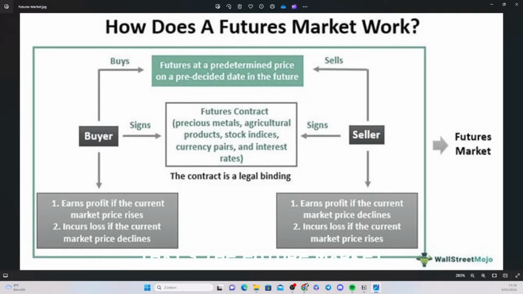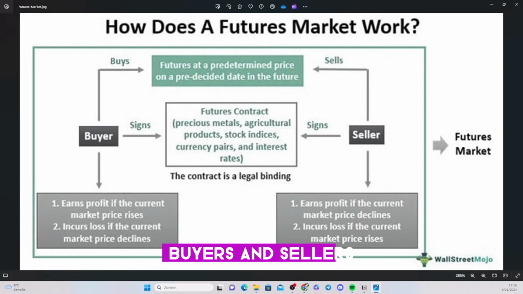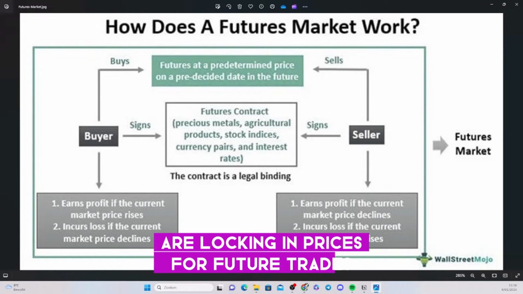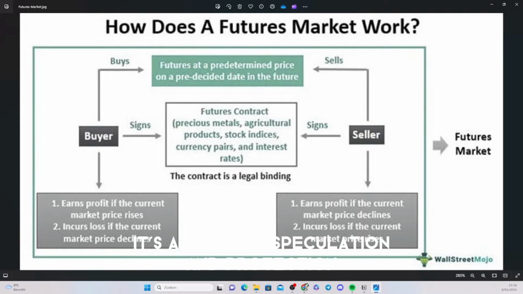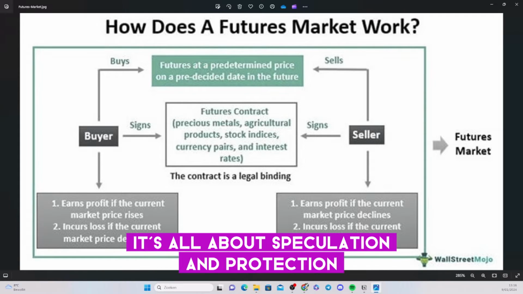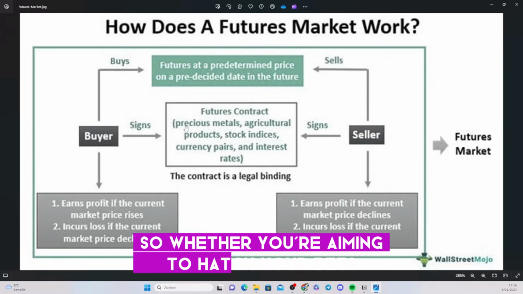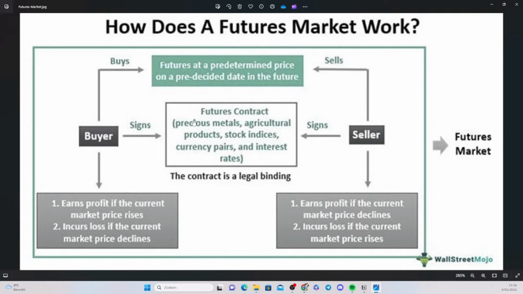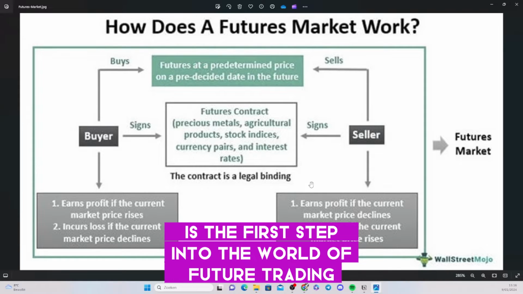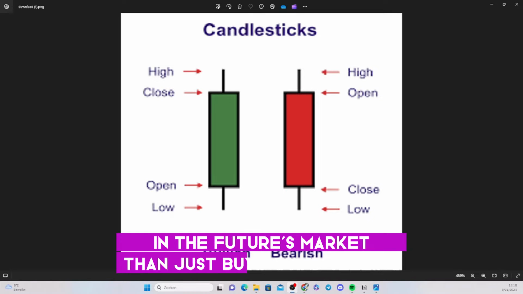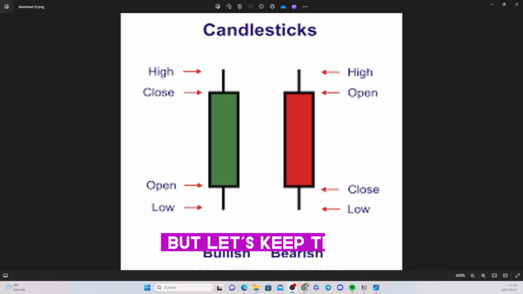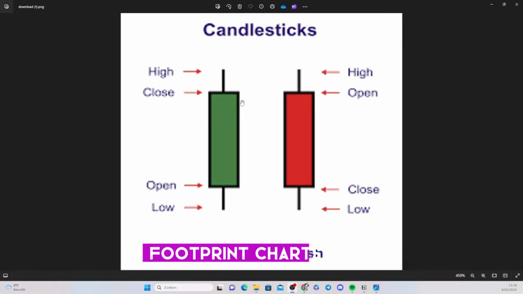There you have it. That's the futures market. Buyers and sellers are locking in prices for future trades, each betting on where they think the market will go. It's all about speculation and protection. So whether you're aiming to hedge your bets or looking for a profit, understanding this flow chart is the first step into the world of futures trading. Of course there is a lot more to see in the futures market than just the buying and selling, but let's keep that for another while and let's just focus today on the footprint charts.